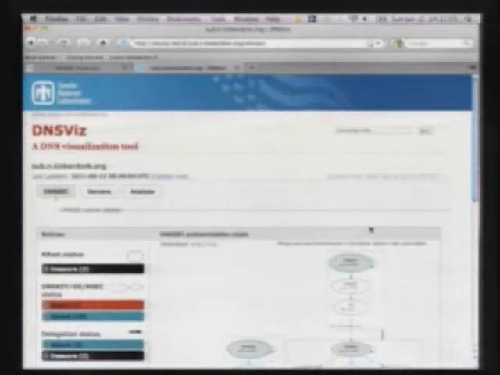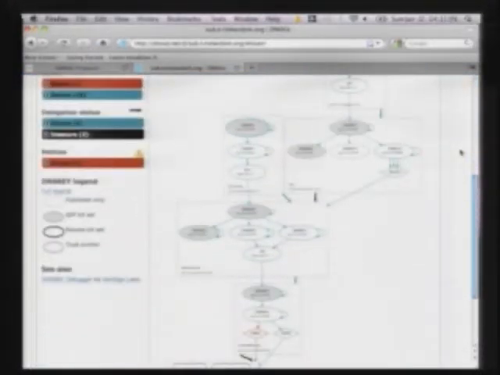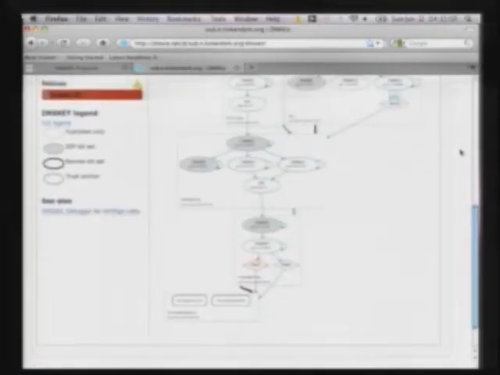Well, let's see what DNSviz has figured out about the zone yet. So far, everything looks fine. But DNSviz is pretty smart about being able to figure out when things aren't quite fine. And there's a big red NSEC record.